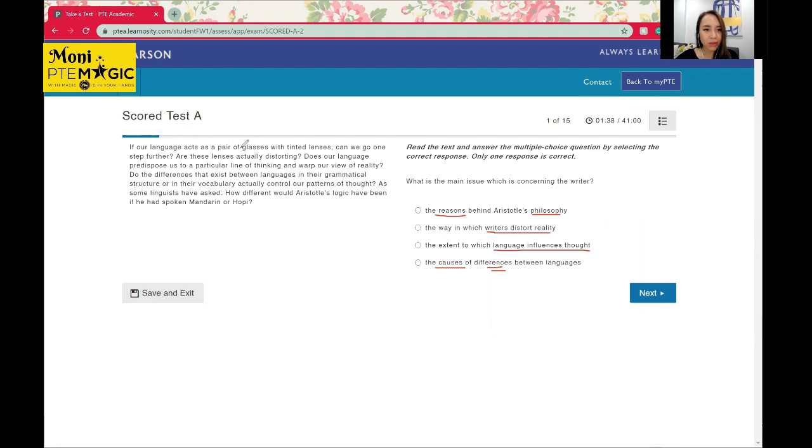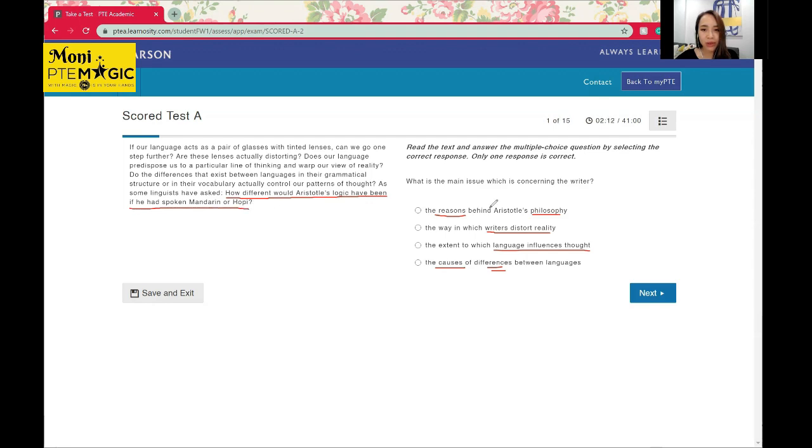If our language acts as a pair of glasses with tinted lenses, can we go one step further? It's not relevant at all. Are these lenses actually distorting? Does our language predispose us to a particular line of thinking and warp our view of reality? Do the differences that exist between languages in the grammatical structure or in the vocabulary actually control our patterns of thought? As some linguists have asked, how different would Aristotle's logic have been if he had spoken Mandarin or Hopi? Okay, this is the key.